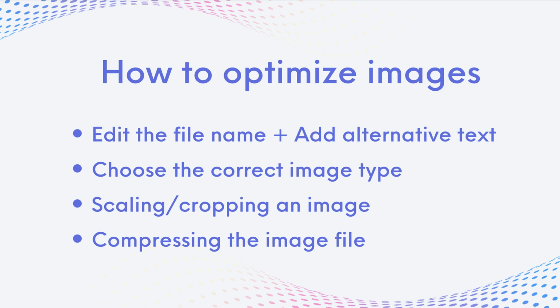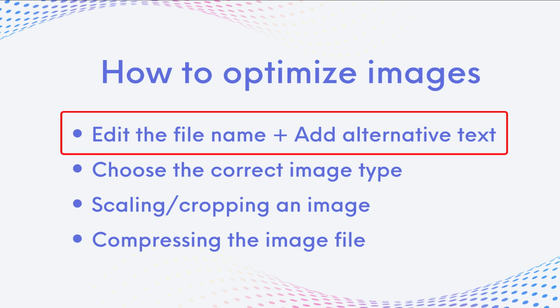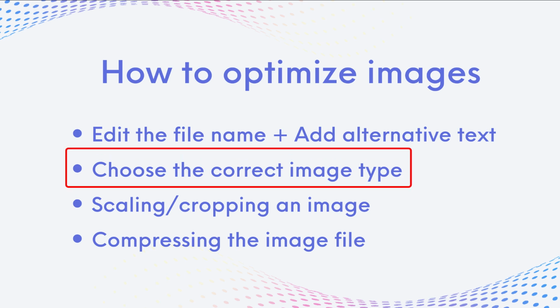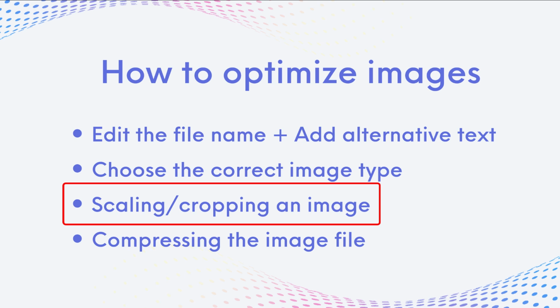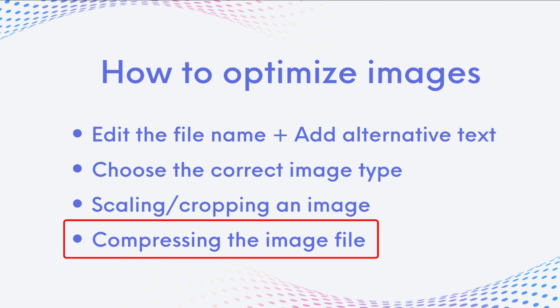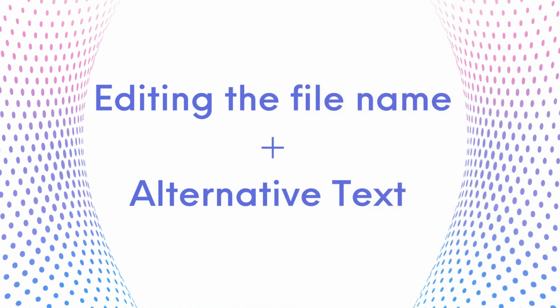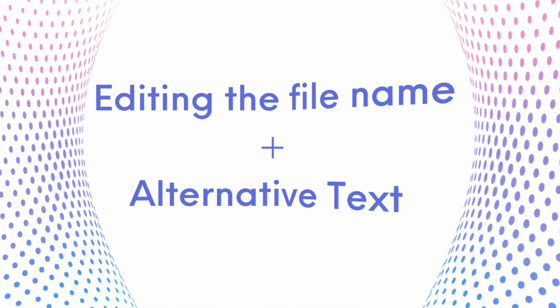So how do we optimize images? Firstly, we need to change the file name of an image before uploading and then add alternative text. Secondly, make sure you choose the correct image type. And then we can also scale or crop an image. And lastly, compress the image file. So make sure you change the file name of an image before uploading it to your media library. And remember to add the alt text.